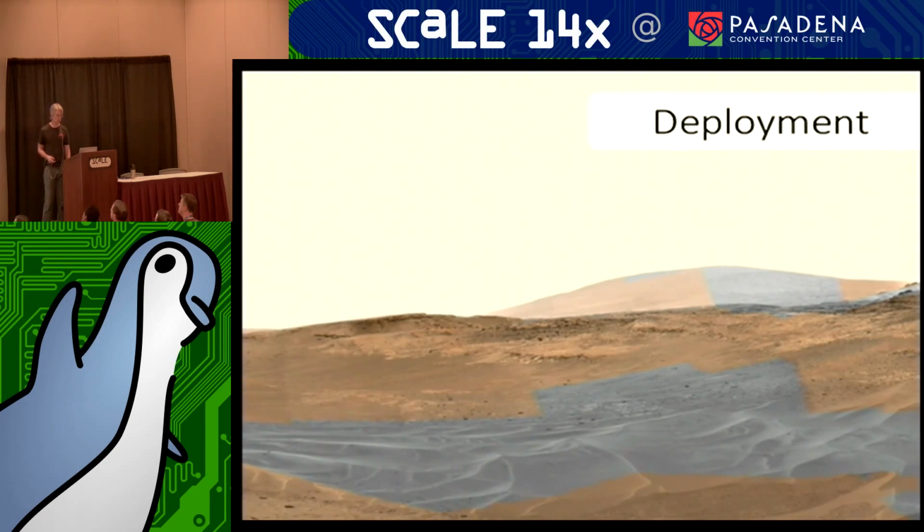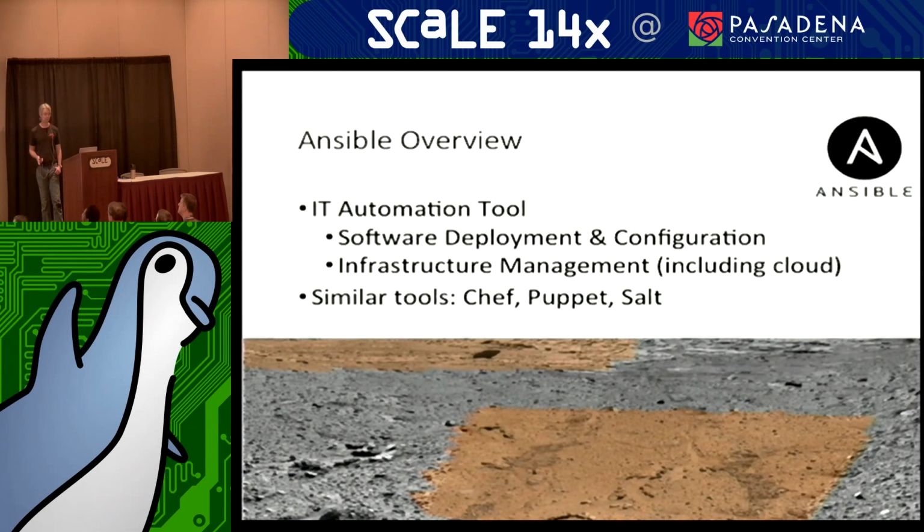So I'll talk a little now about how we deploy our system. We use the Ansible tool. This is an IT automation tool probably many people are familiar with. It's similar to tools such as Chef, Puppet, and SaltStack. And what Ansible gives us is the ability to capture the configuration of our Linux machines in code that we can check into our version control system.